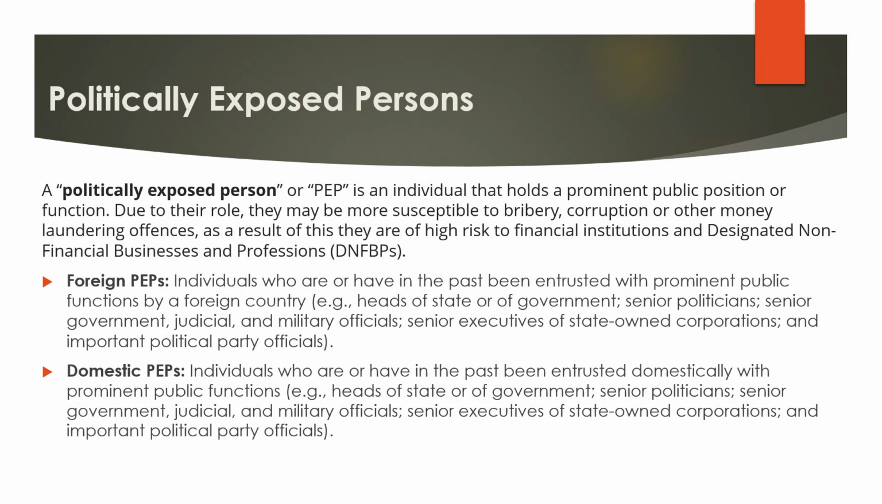Let's understand politically exposed persons, PEPs. A politically exposed person is an individual who holds a prominent public position or function. Due to their role, they may be more susceptible to bribery, corruption, or other money laundering offenses. As a result, they are high risk to financial institutions and designated non-financial businesses and professions, DNFBPs.